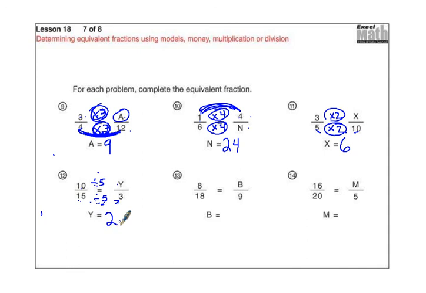Okay, go ahead and do 13 and 14 on your own. Pause the video, turn it back on when you're ready for the solution. 18 divided by 2 is 9. So you're going to divide the 8 by 2 as well. So 8 divided by 2 is 4. B is equal to 4. How do I go from 20 to 5? I'm going to divide by 4. 20 divided by 4 is 5. 16 divided by 4 is equal to 4. M is equal to 4.